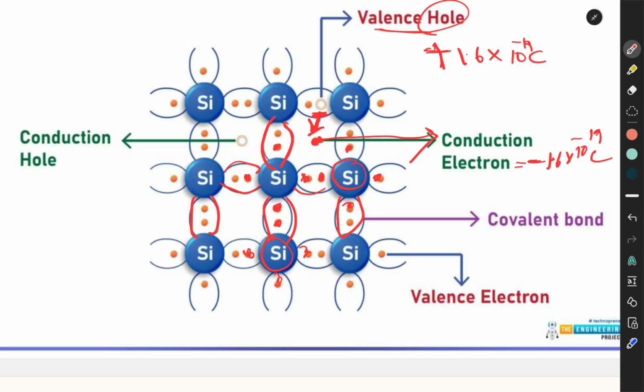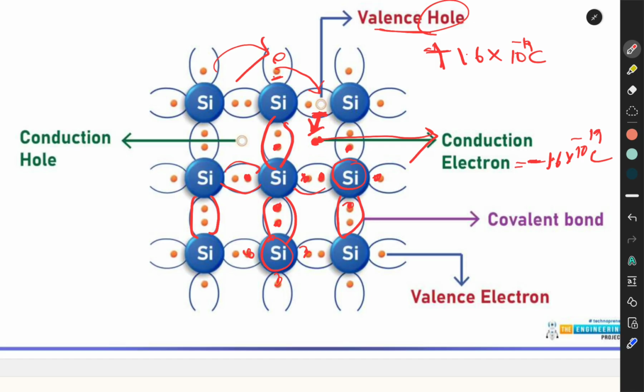So what does this hole do? This hole will attract another free electron. Here a hole is formed, and this hole will attract another electron. Like that, you will see the electrons and holes recombining, or you can say electron-hole generation is happening. An electron gets recombined with the holes.